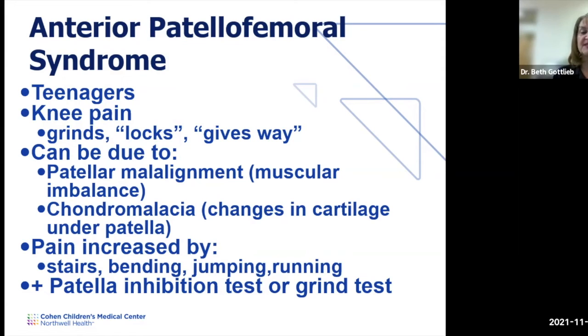I showed you that patella inhibition test. It's often positive, but not always. And if it isn't, it's okay. You can go based on history.